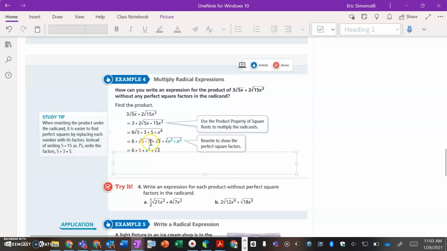Square root of 5 times 5, or square root of 25, technically is 5. Square root of x to the 4th, or x squared times x squared, is just x squared. The root 3 is alone, as you can see. It can't be simplified. And of course 3 times 2, earlier we got 6 all the way down there. So the final answer, multiplying through, is 30 x squared root 3. The equivalent expression to this original problem, of course, is just that.